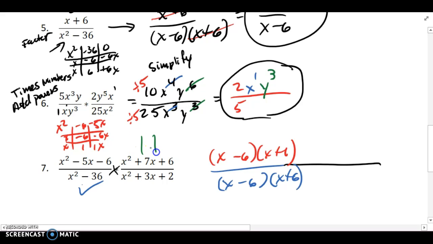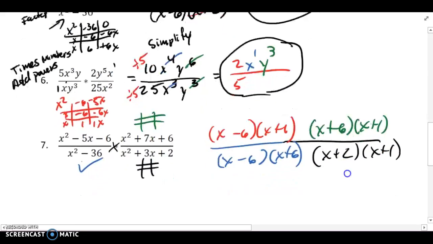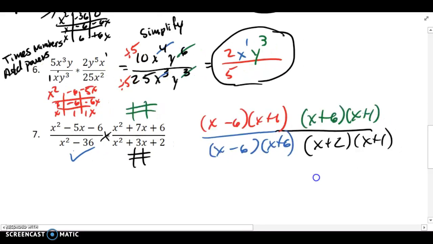So I'm going to tic-tac-toe this. So again, it's going to be x plus 6, x plus 1. So see how I just kind of kept writing it? And that's what we're going to do here. And then this one here, we're going to tic-tac-toe. And this is going to be x plus 2, x plus 1. So notice I tic-tac-toed all 4 of them.